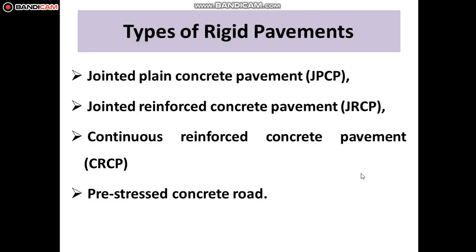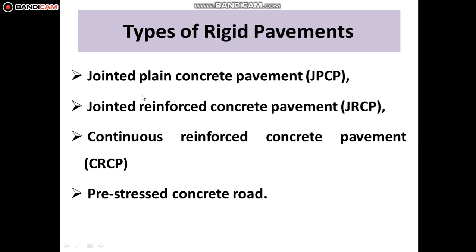Types of rigid pavement. First one, jointed plain cement concrete; jointed reinforced cement concrete pavement; continuous reinforced concrete pavement; pre-stressed concrete roads.